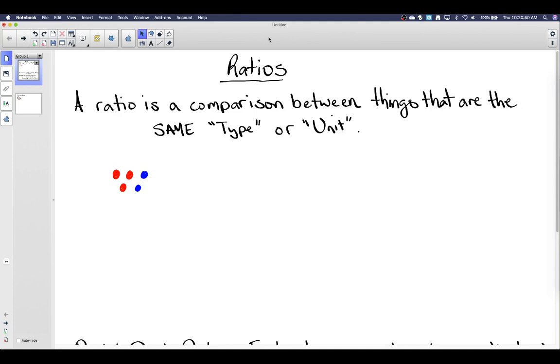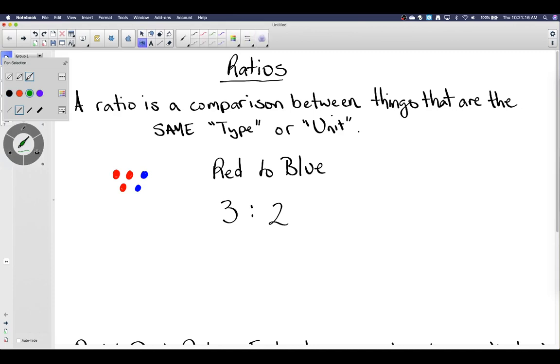The way we generally write a ratio is, I might want to compare the number of red marbles to the number of blue marbles. If I want to do that, I have to write the number of red marbles first, which is 3, and then the number of blue marbles after, which is 2, and those numbers are separated by a colon. The way we read that is 3 to 2, and so the colon in between is really the word "to". That's how we say it out loud.